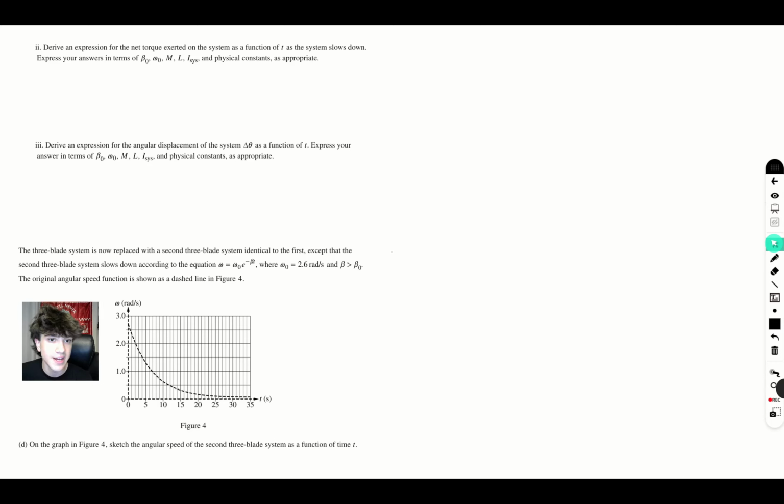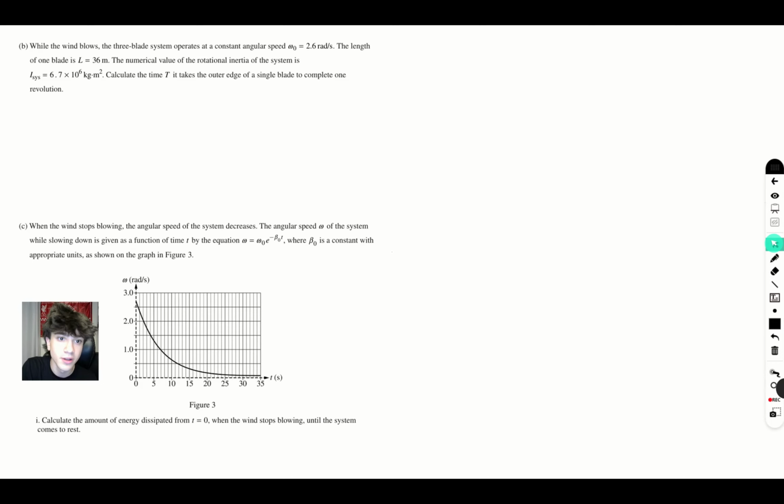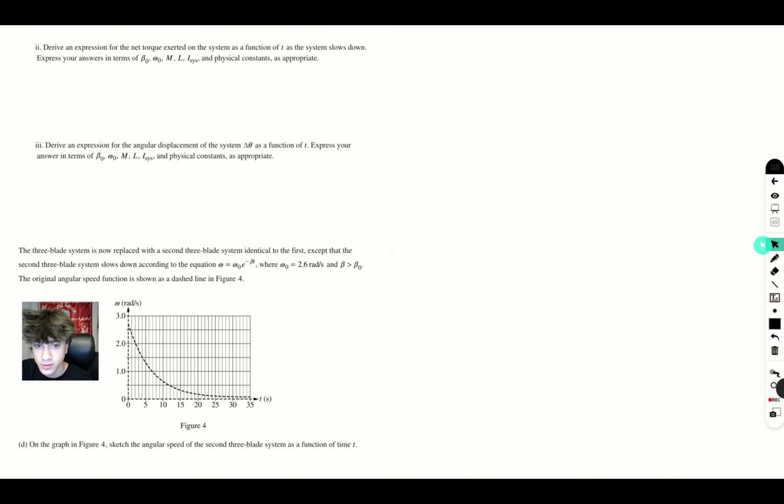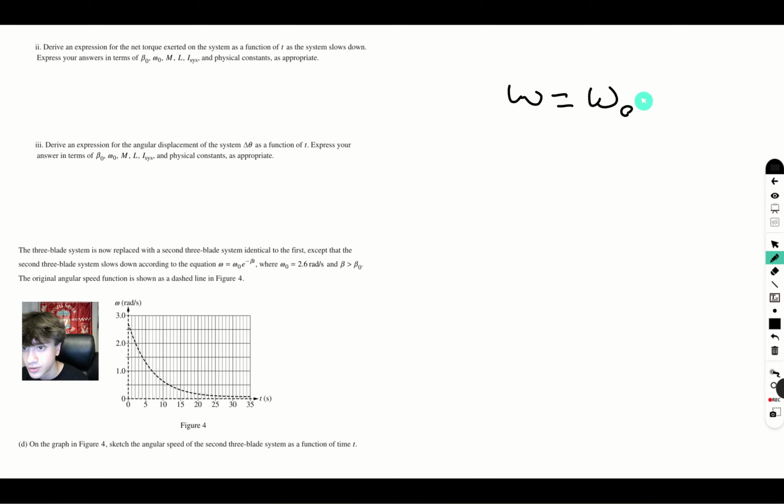Derive an expression for the net torque exerted on the system. Alright, so we're given this equation here. I'm going to write it down. Omega is equal to omega initial e to the negative b initial t. And we're asked to find the net torque. So we know that net torque is I alpha, and we're given the inertia, so all we need to find is the alpha.